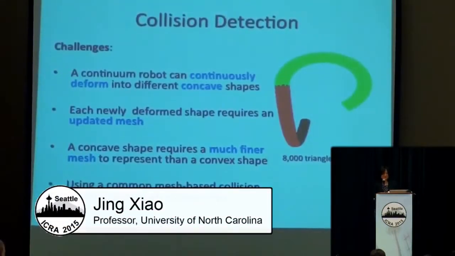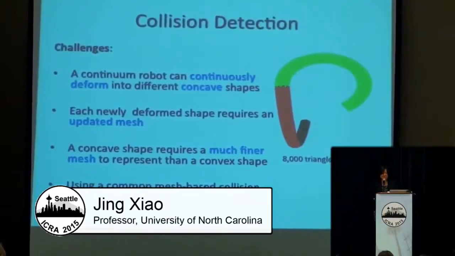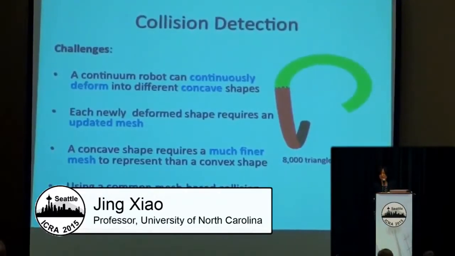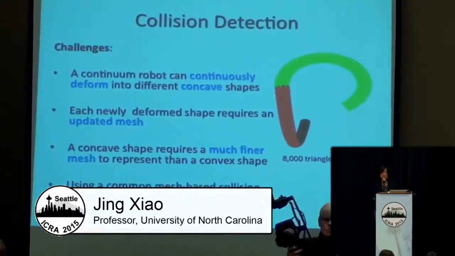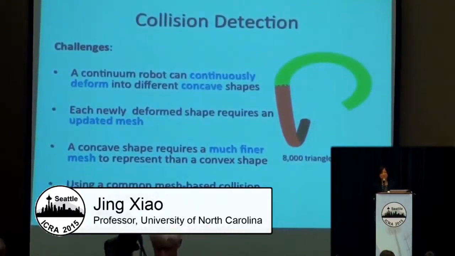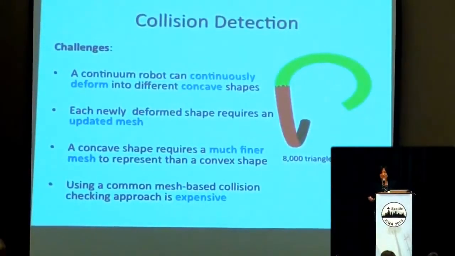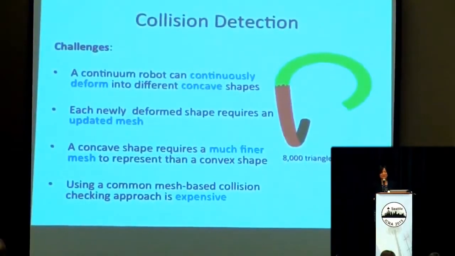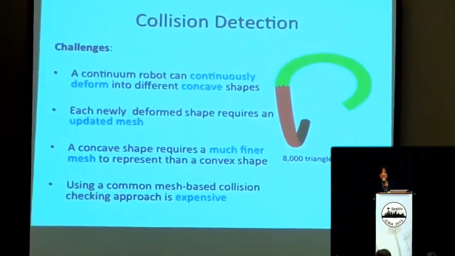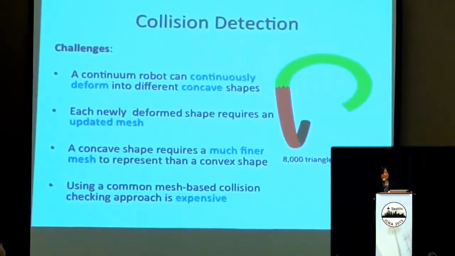We also considered this challenging problem of collision detection. It's challenging because of some unique things about continuum manipulators. A continuum robot can continuously deform into different concave shapes, and each newly deformed shape requires an updated mesh, which can be time-consuming because it requires the mapping from high-dimensional configuration space to the Cartesian space. As shown in this example, we have a 3-section manipulator, so there are 9 degrees of freedom. And also, a concave shape requires a much finer mesh to represent than a convex shape.